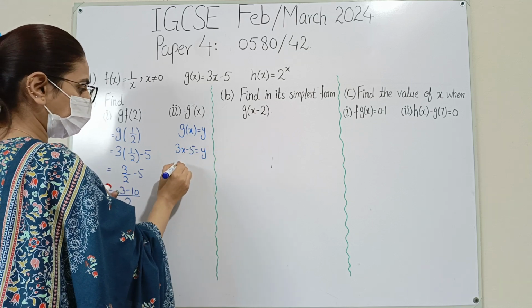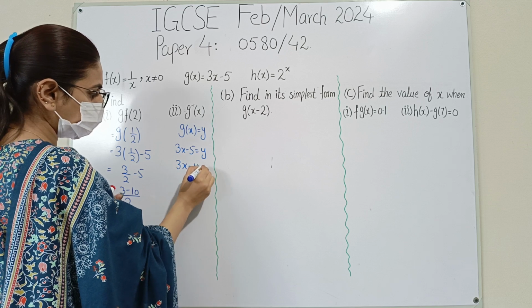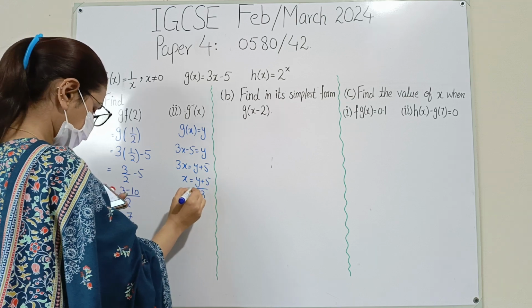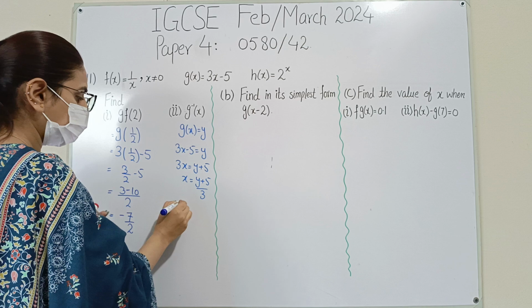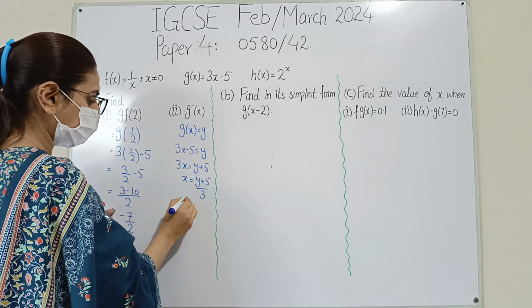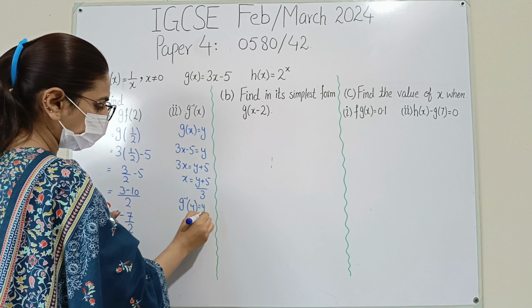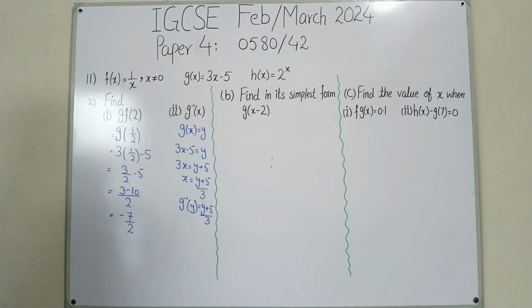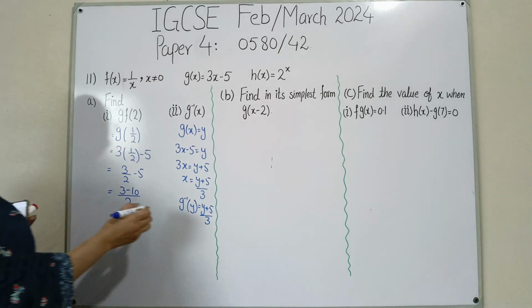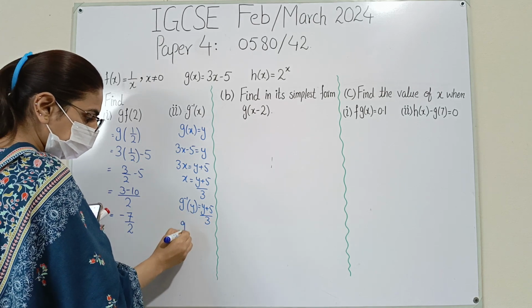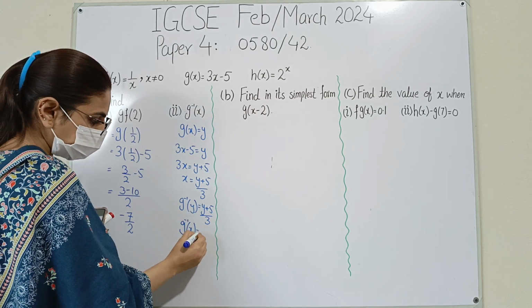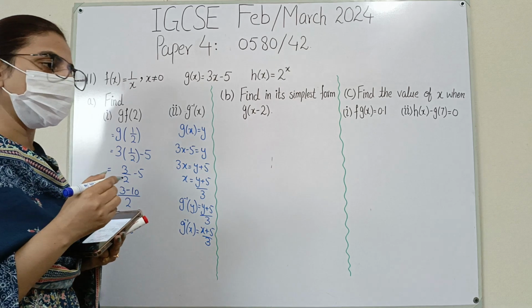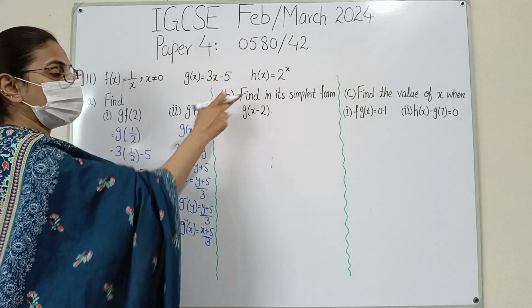Now separate x from this expression. That will be equal to y plus 5. x is equal to y plus 5 by 3. x is basically equal to g inverse of y, which is y plus 5 by 3. Simply replace y with x, so you will get your required answer, that is x plus 5 by 3. This was a sample question. The examiner can ask to find the inverse of f and h as well.